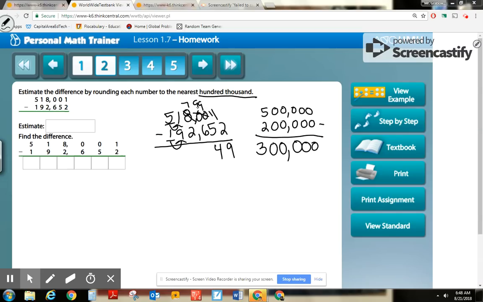Started to get a little crooked here. 9 take away 6 is 3. I bring my comma straight down.